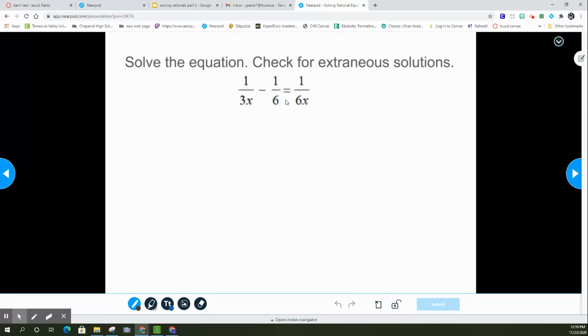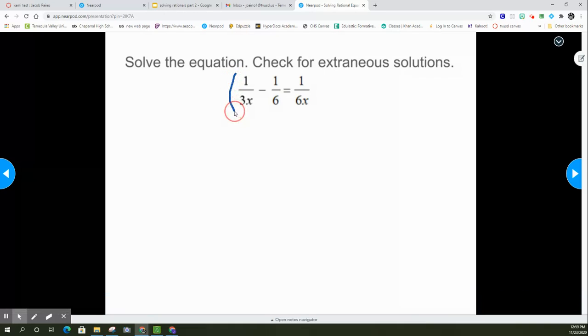So we have 3x, 6, and 6x. The first thing you have to do is identify what the least common denominator is going to be. Between just the numbers 3, 6, and 6, it's 6. And then x is the variable. So our least common denominator is 6x. What we're going to want to do in this problem is multiply both sides by 6x.